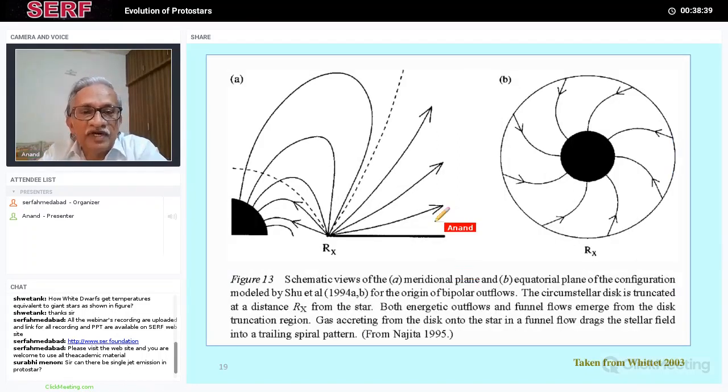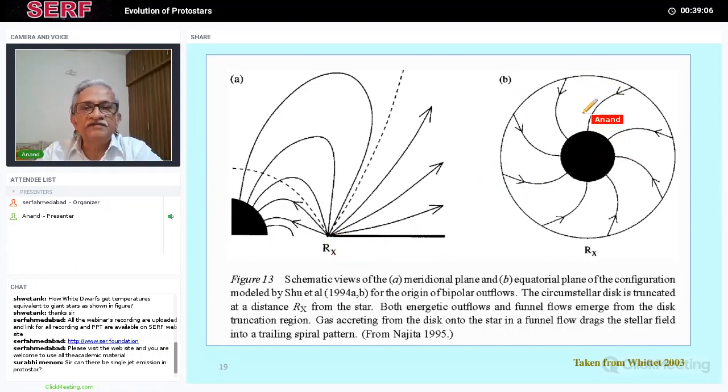So what is happening is that the same thing is seen here in the equatorial plane. So this is a star. This is the Rx, radius Rx. These are the field lines. So this is the co-rotation. The co-rotation ends here. So after this distance, co-rotation ends. Below this, co-rotation. After this, there is a Keplerian motion.